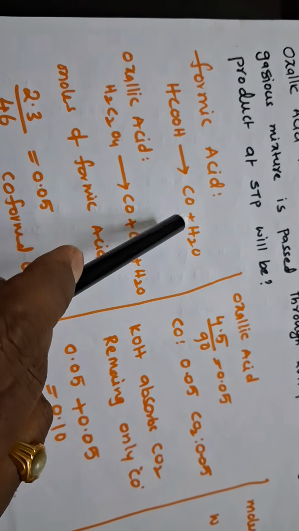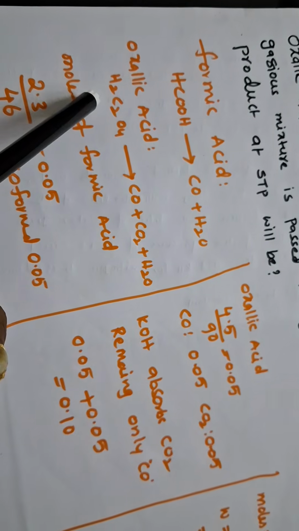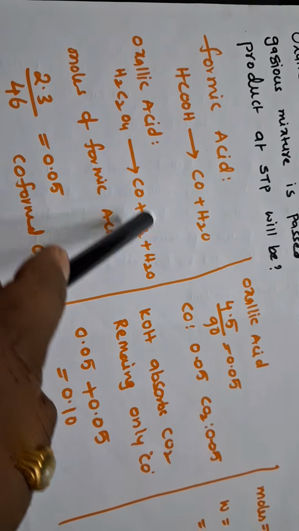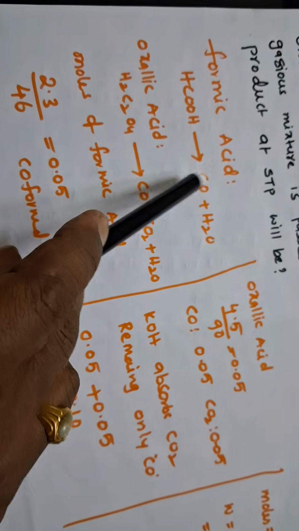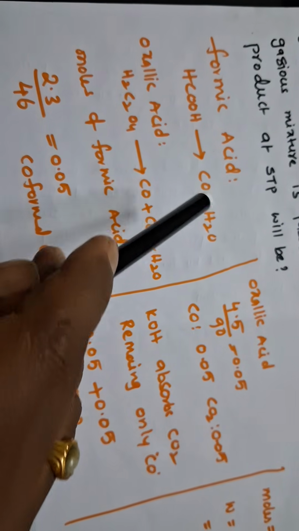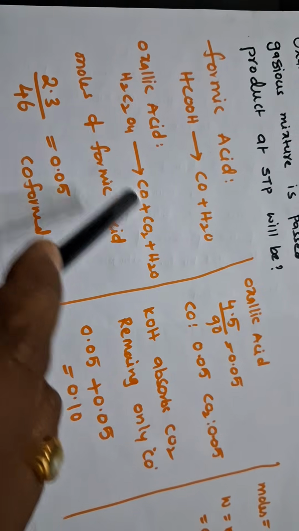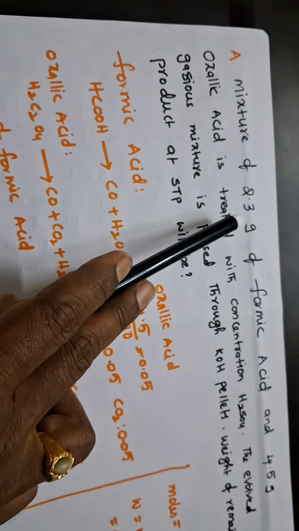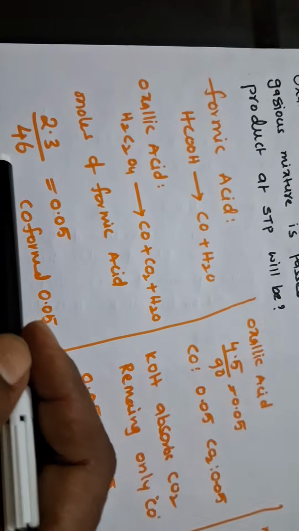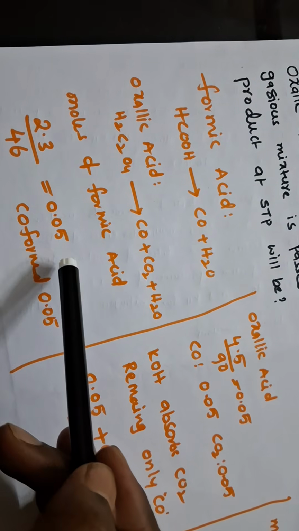Formic acid will release carbon monoxide and H2O. Oxalic acid will release carbon monoxide and carbon dioxide. So how many moles of carbon monoxide and how many moles of carbon dioxide will release? That, how to calculate? Here the solution. 2.3 grams of formic acid they mentioned. So weight upon gram molecular weight if you do, then 0.05 will come.